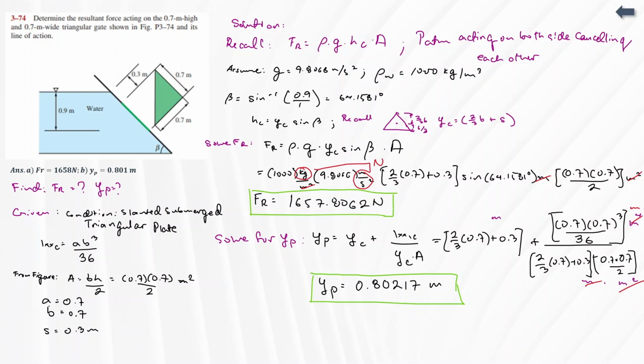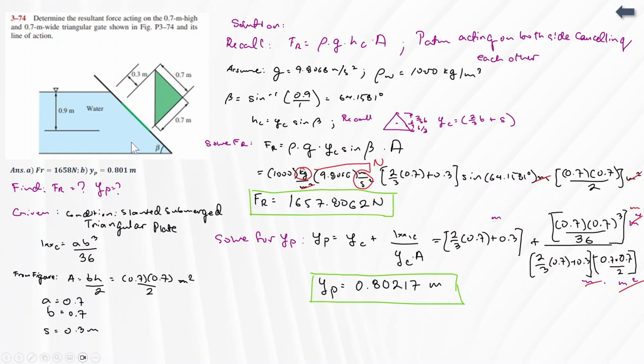Oh, there's no animation. All right, I forgot to put animation here anyway. This one is the term. We have a problem here. So we're here to determine the resultant force acting on the 0.7 meter high and 0.7 meter wide triangular gate shown in the figure below, and its line of action. So we're here to find your FR and your YP.